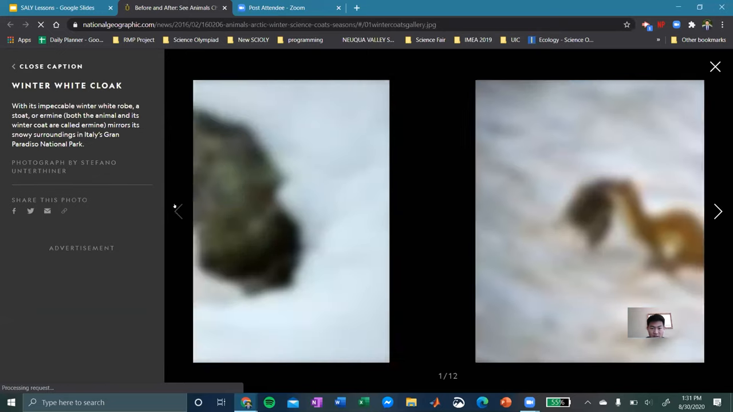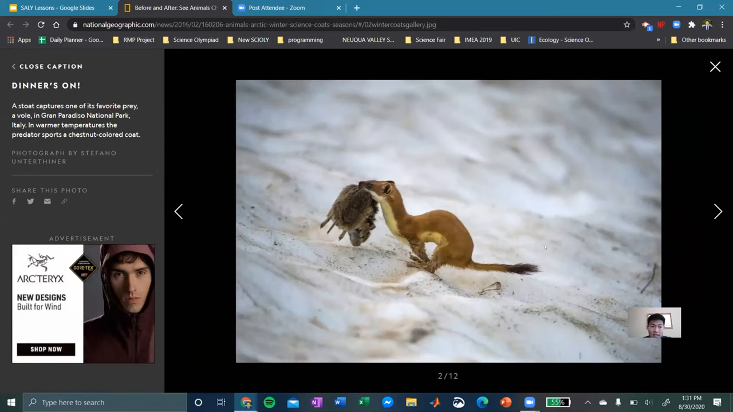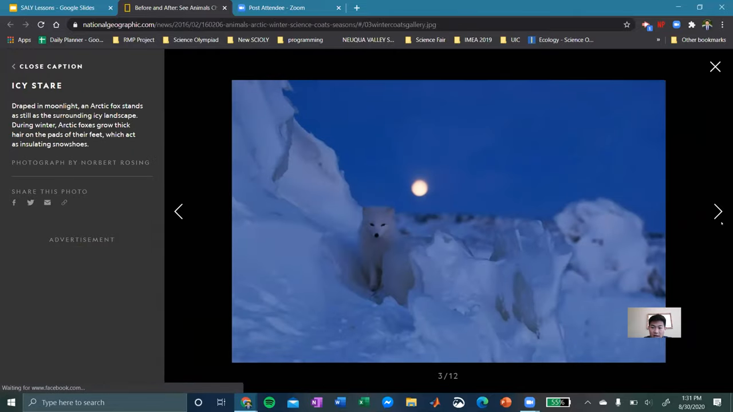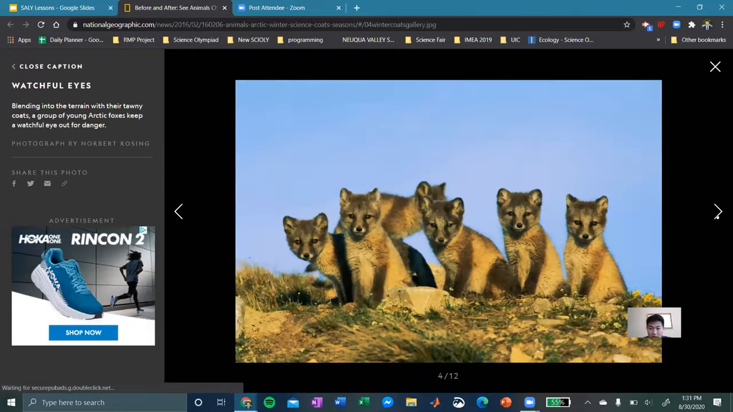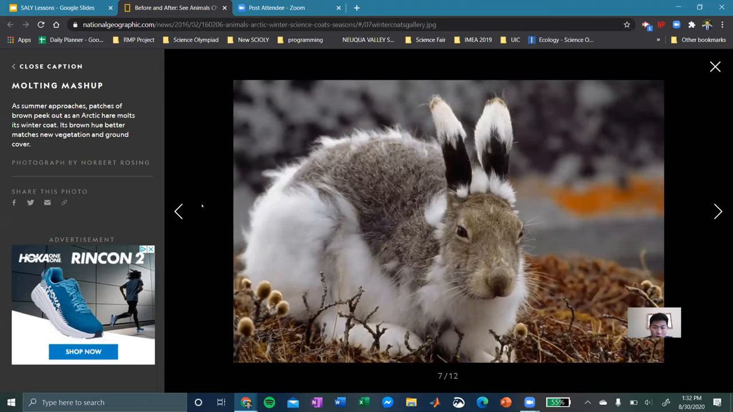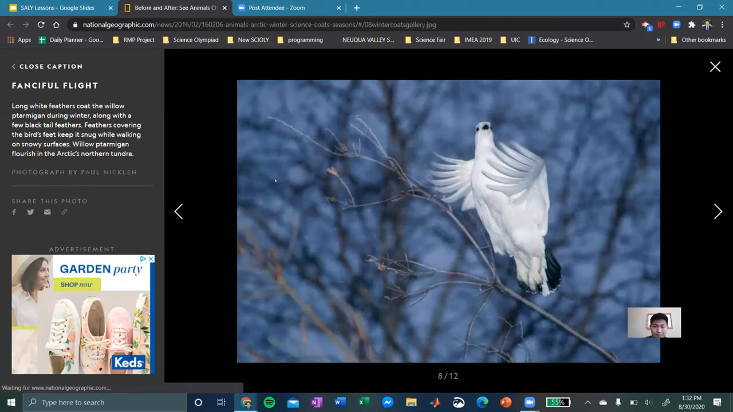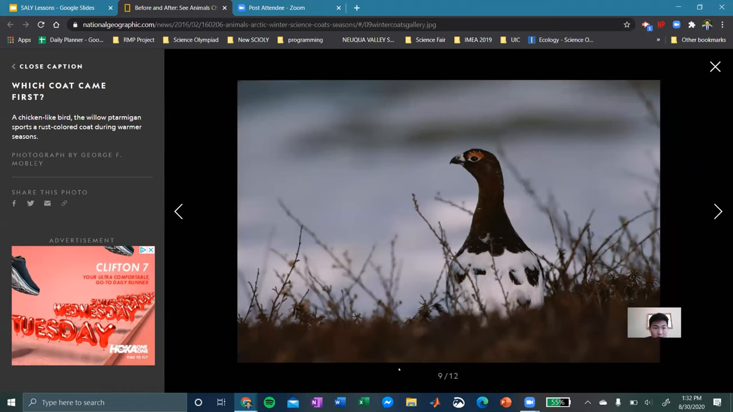Okay, so as you can see, this is the ermine. In the winter, it has a white coat, and then in the summer, it has a darker coat. And then also with the Arctic foxes, in the winter, they have a white coat, and in the summer, they have a darker coat. And then there's a lot of examples of this, like the Arctic hare, right? And even birds.